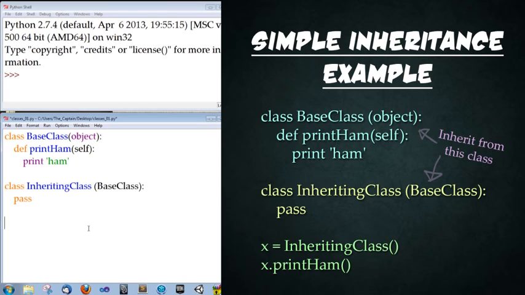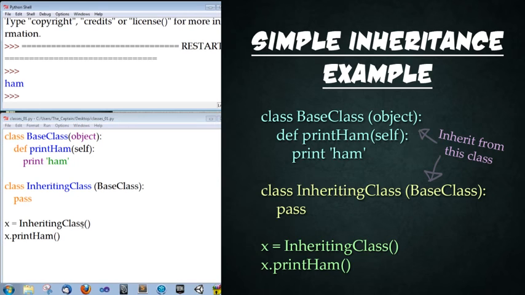Okay, so next we're going to type in at the bottom, unindented, x equals and then create an instance of the inheriting class. Open close parentheses, enter, x, and then we're going to access the function created within the base class that's just called printHam. Open close parentheses, enter, save, and then press F5 to run it. Perfect. So our program worked beautifully. We created an instance of this inheriting class and then called the function that was created within the base class.